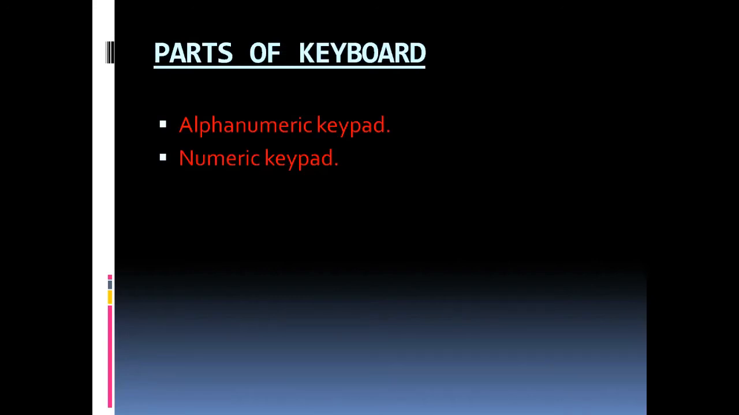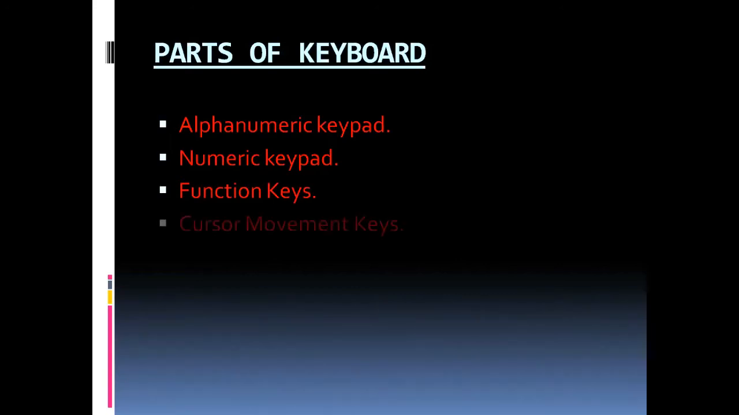Number three is function keys. These keys are usually arranged on the top of the keyboard in a row with the numbers marked on them from 1 to 12, F1 to F12. All of these keys have predefined instructions which are different for different software.